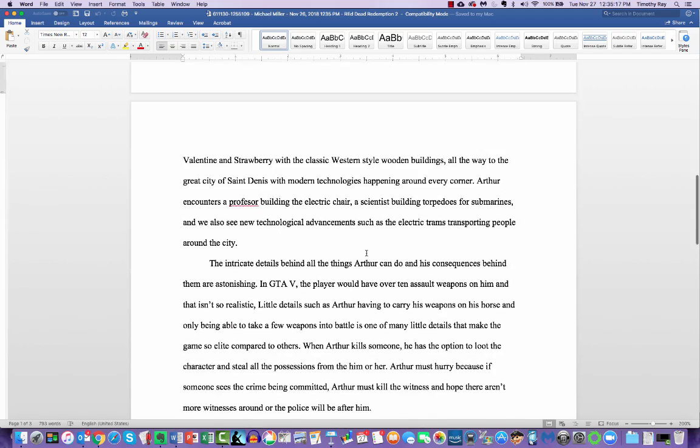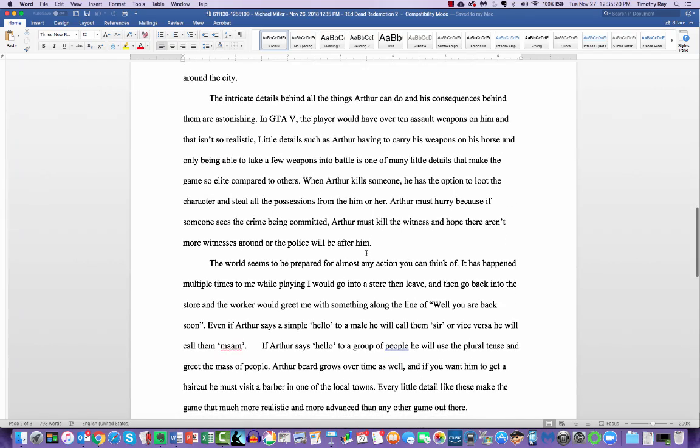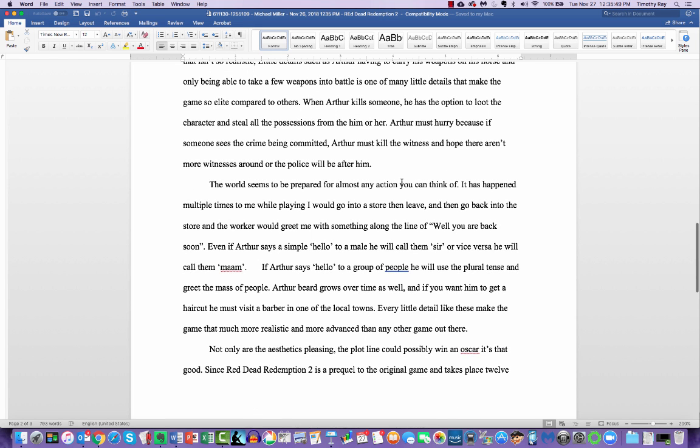Okay, and so we do get kind of a hint of criteria, but I'd like to see it made stronger. I see something about intricate details behind all things. So little details. So keep coming back to these intricate details throughout this paragraph. Keep reasserting that key term, that criterion. The world seemed to be prepared for almost any action, and so we need to continue to talk about that. Almost any action throughout this paragraph.